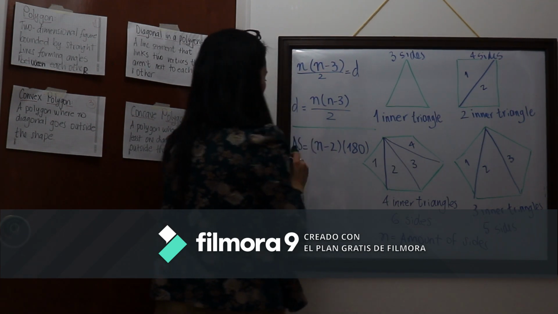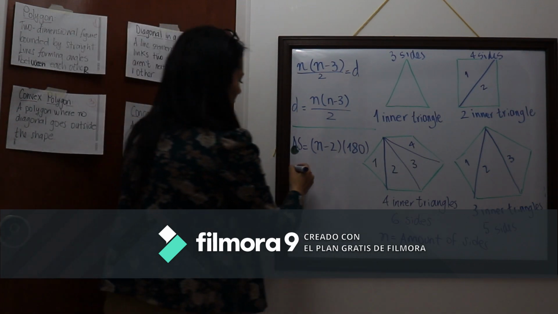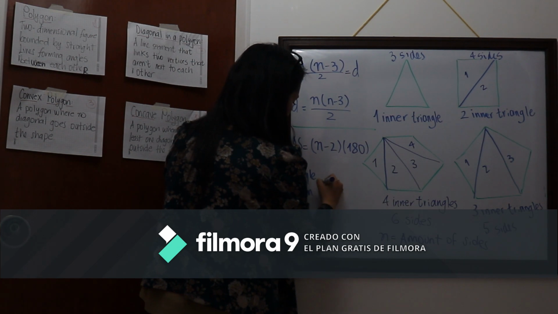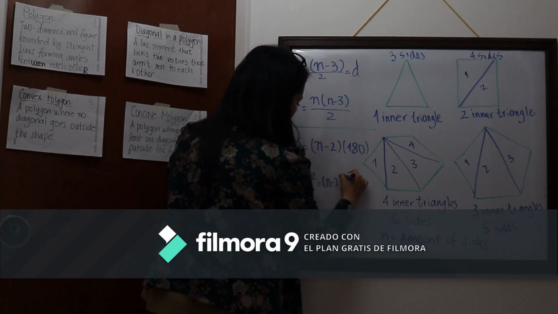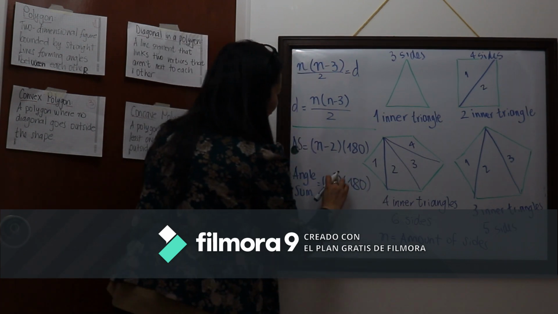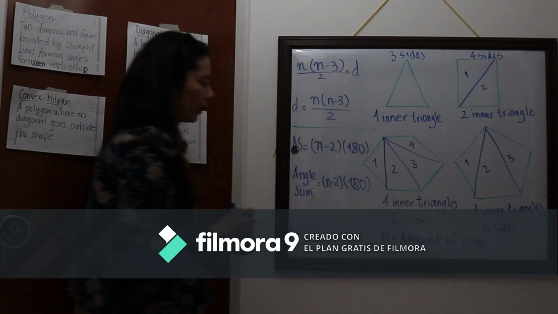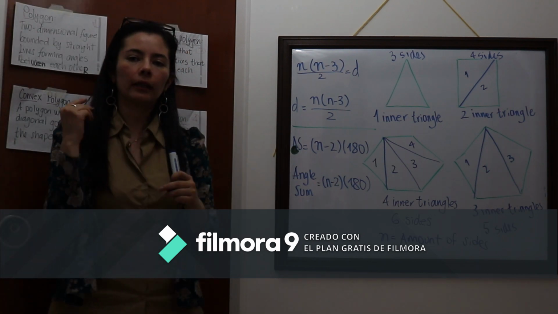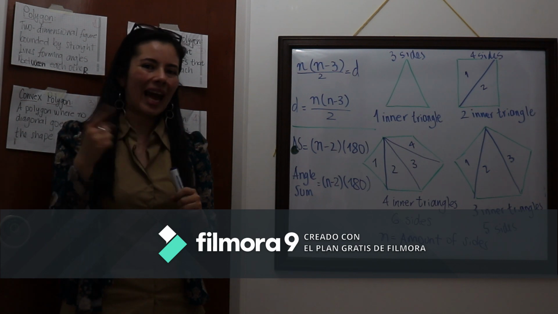I'm going to call it AS, all right? Angle sum is going to be equal to n minus 2 times 180. What do I need to know though? The amount of sides the polygon I'm working with has. If I have that, then I'm able to find the angle sum this quick, and I don't have to draw.